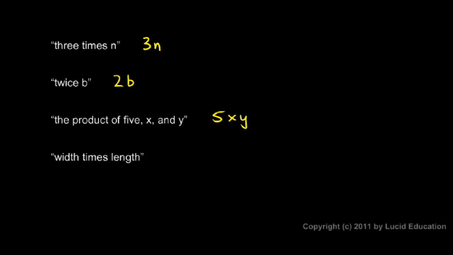And width times length, well, this is width multiplied by length, but we don't typically write it out like that. We typically use meaningful variable names. We would use a W to stand for width and an L to stand for length. So we might just write it like that, width times length, WL.